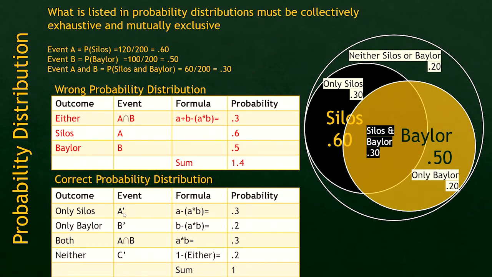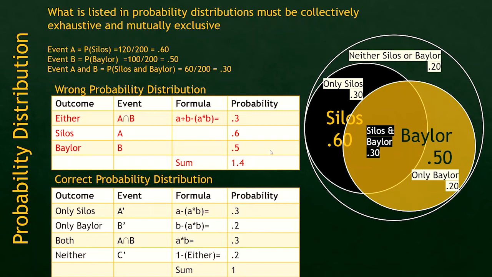Okay, so we've got a probability distribution, which this fun little apostrophe means only. So only A, what's the probability of an individual going to only the silos? Well, in order to do that, you just have to take 0.6, A, minus the probability of A and B. So in other words, A minus the intersection. So A minus the intersection equals 0.3. And then what is the probability of them going to only Baler? That's going to be B, the probability of going to Baler, minus the probability of going to the silos and Baler. So in other words, minus the intersection, which gives you 0.2. So only Baler is 0.2.